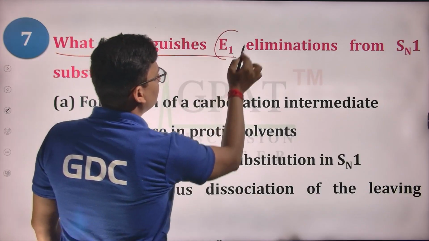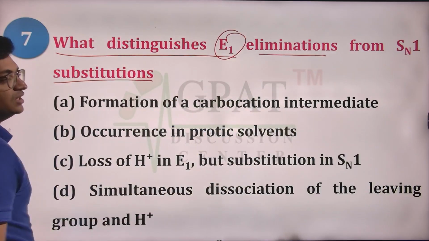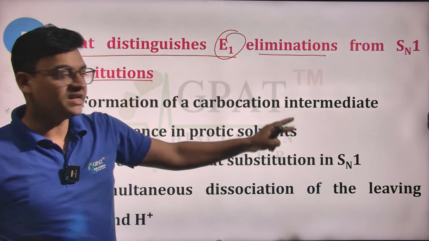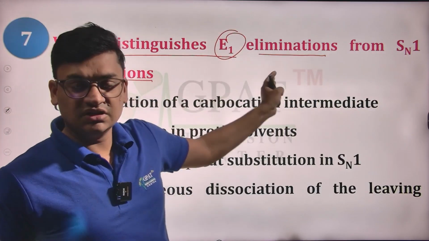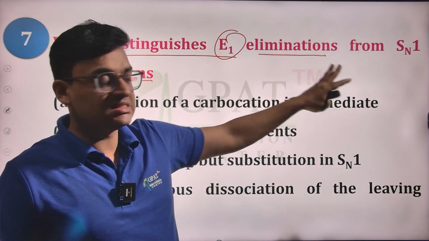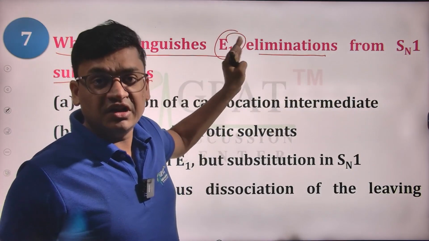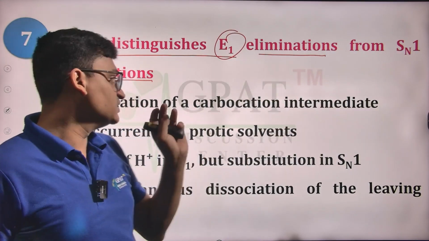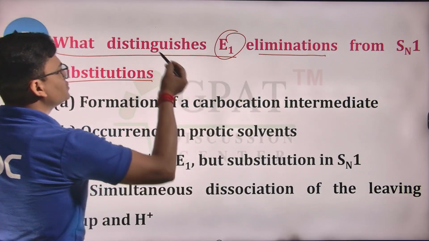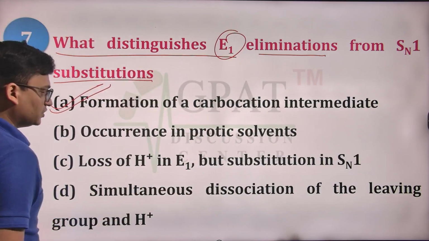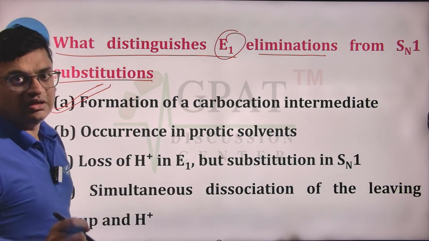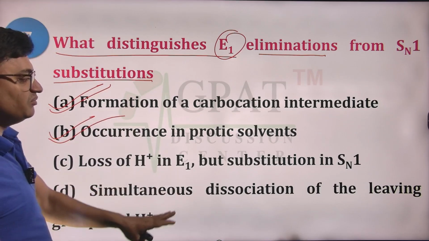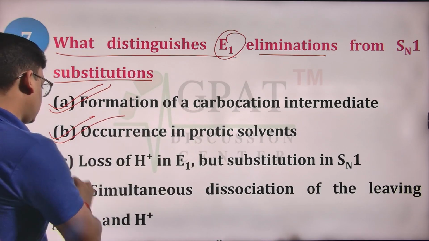What distinguishes E1 elimination from SN1 substitution? E1 is an elimination reaction, SN1 is a substitution reaction. Both are two-step mechanisms. In the first step, we have removal of the leaving group in both cases. In the second step, we have removal of the proton in E1, while in SN1 a new nucleophile attacks the substrate on the carbocation side. Formation of a carbocation intermediate is the same for both. Occurrence in protic solvents, yes, they actually happen in polar protic solvents, so that is also correct. Loss of proton in E1 but substitution in SN1, yes, that is correct.